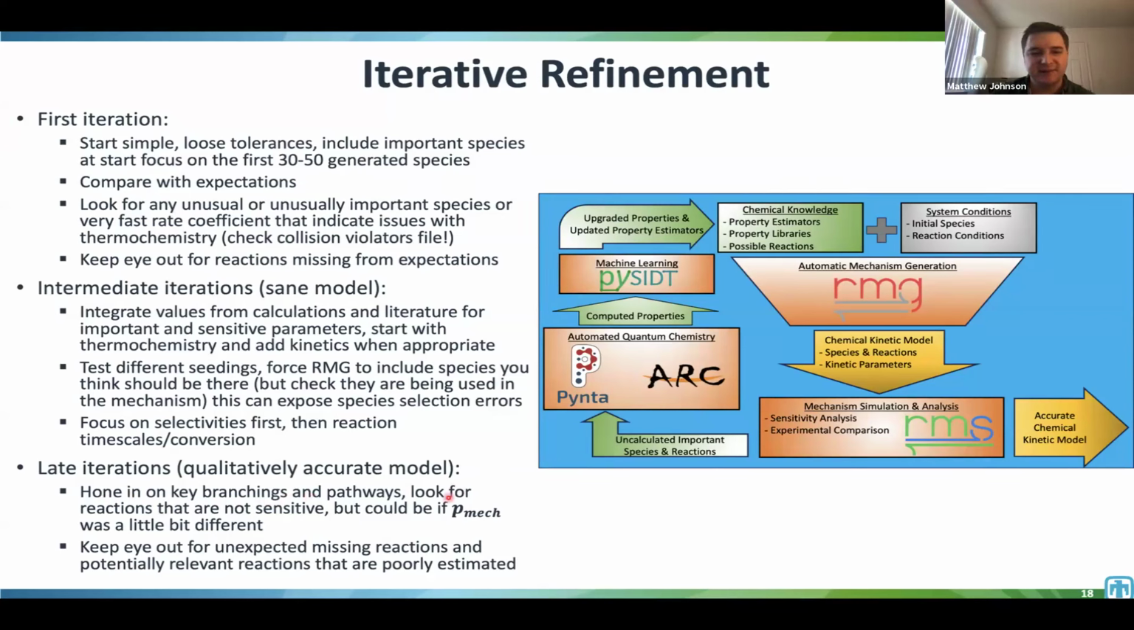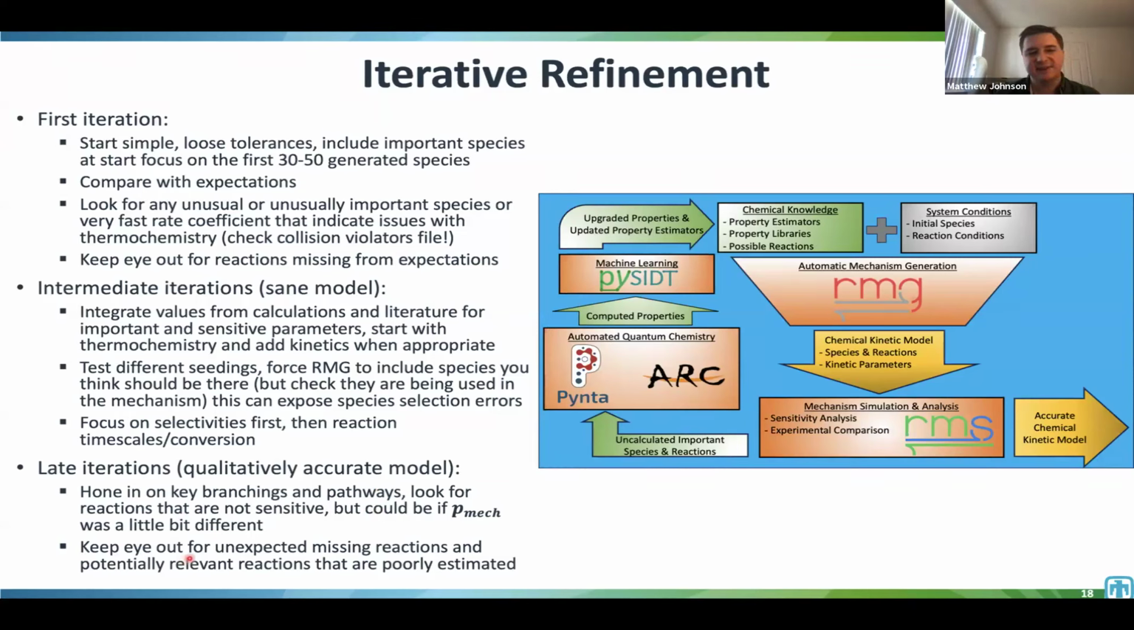And also, it's important to look for reactions that may not be sensitive in your mechanism, in your sensitivities, but might be sensitive if the parameters were a little bit different. And that's a little bit more tricky to look for. But these reactions can make a huge difference. Making sure you calculate these kinds of reactions can make a huge difference.